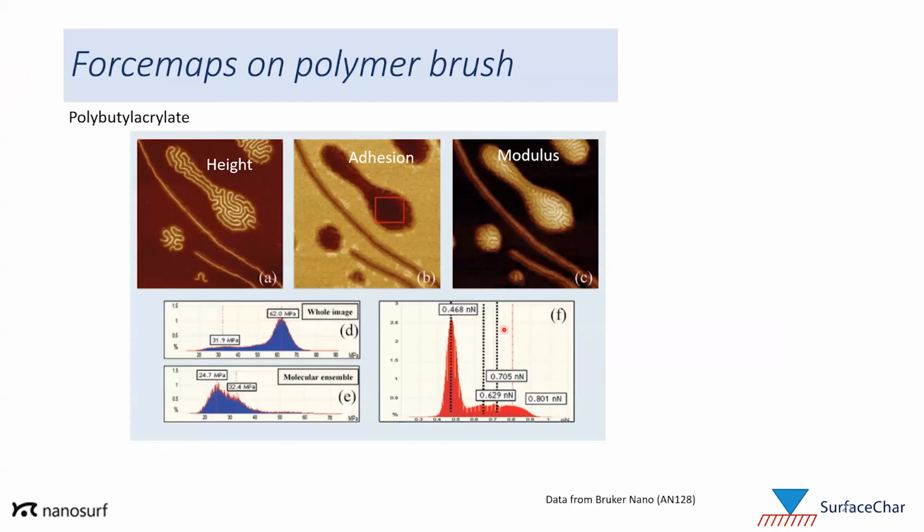And then a final example is a polymer brush. This is polybutyl acrylate. Here you have a height map, and then this was force curve based measurements, where you pull out the adhesion and the modulus at each point. Then you can quantify the different properties: here's the modulus, here's the adhesion, and you can quantify these properties for the different components in this polymer brush.